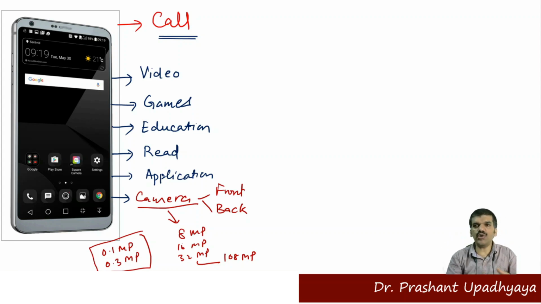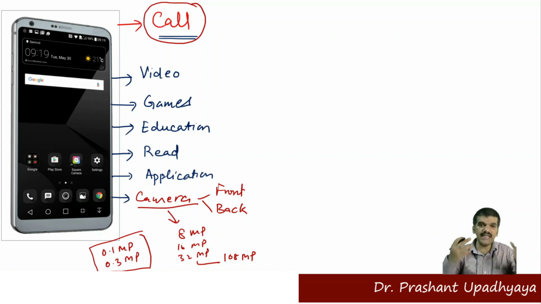Even if we want to use it as a webcam, we can use our mobile phone as a webcam also. So the primary functionality of calls nowadays has become a secondary option, and videos, playing games, education, reading, applications and the camera have become the primary functions of the mobile phone.